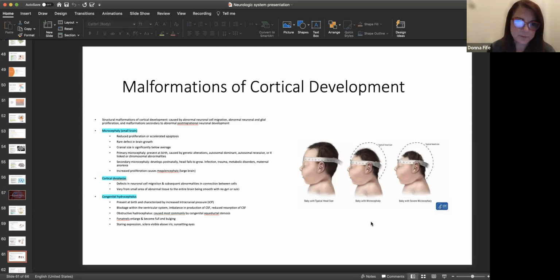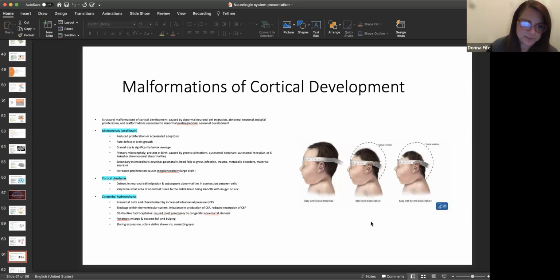Increased proliferation causes megaloencephaly, or a large brain. Now, cortical dysplasias: there are defects in neuronal cell migration and subsequent abnormalities in connections between cells, varying from small areas of abnormal tissue to the entire brain being smooth with no gyri or sulci.